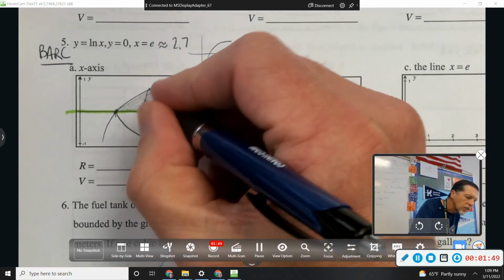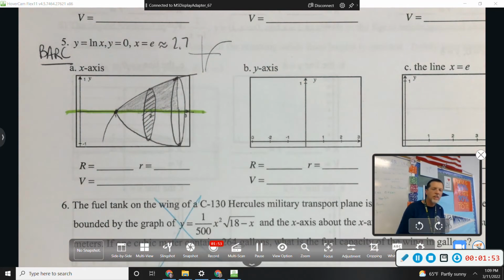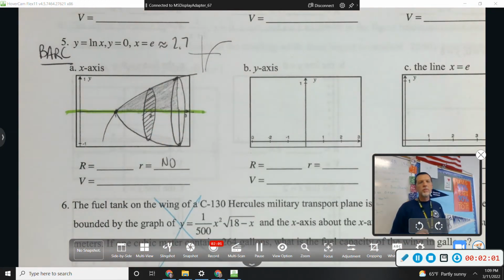Disc or washer? Disc. There's no holes in there. It's a solid all the way through. So no little r, just a big R.